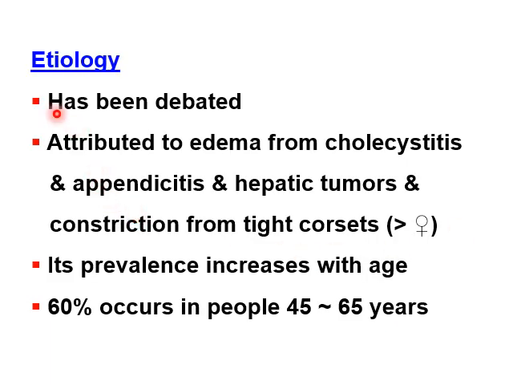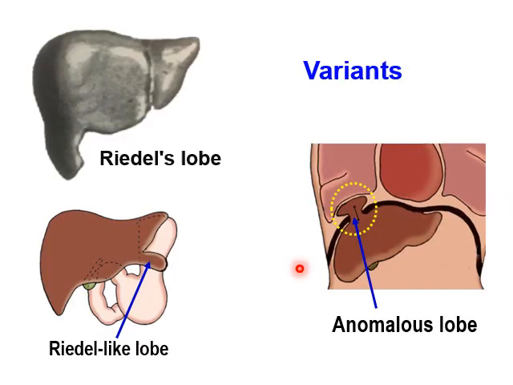The etiology has been debated but may be attributed to edema from cholecystitis and appendicitis or hepatic tumors, or constrictions from the tight corset. Its prevalence increases with age, as 60% occur in people between 45 and 65 years. The variants of Riedel's loop: this is a Riedel loop from the prolongation of the right lobe.